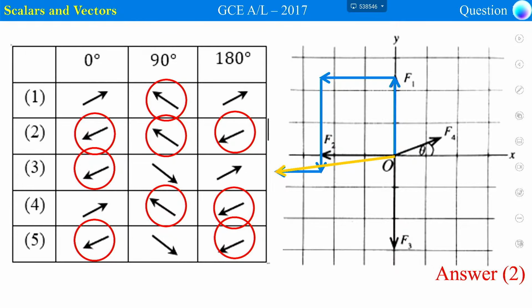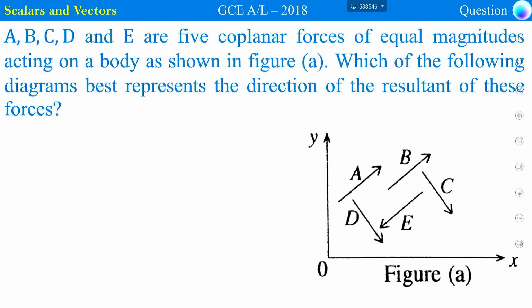Right, okay. 2018: A, B, C, D, E are 5 coplanar forces. So we draw all of them quickly first and take them to the construction. I took A, I took C, I took E, I took D, and I took B. B last. So let me label them, otherwise you may not understand.